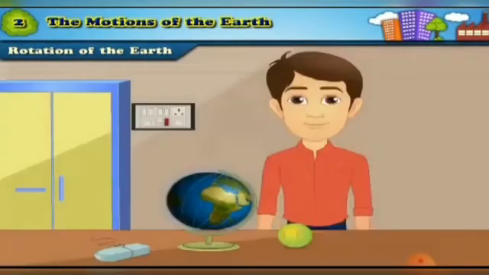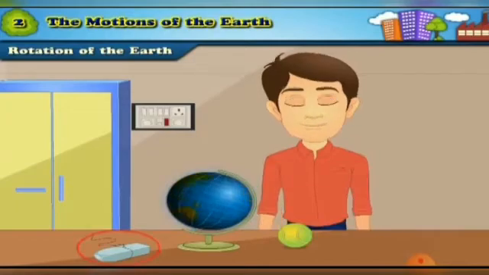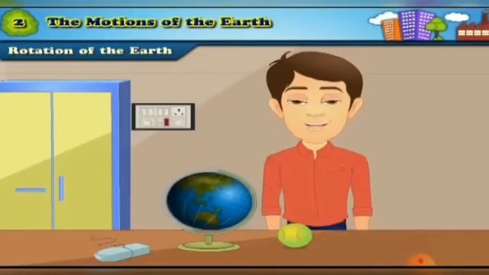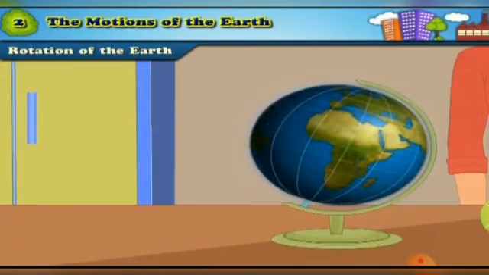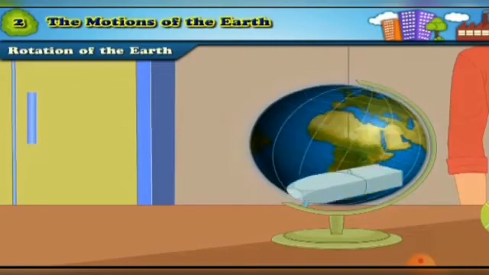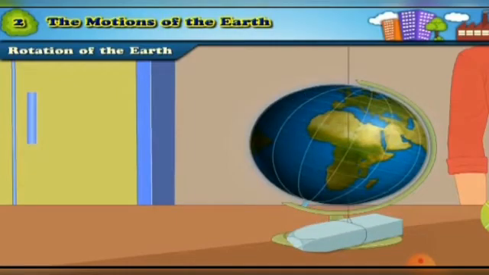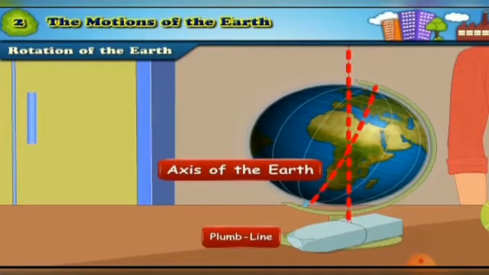The earth also rotates like the ball. Therefore, with this observation as our base, let us hold a plumb line near the globe to find the axis of the earth. Since the plumb is not available with us, we shall tie a thread around an eraser to prepare a plumb line. We realize that the plumb line and the axis of the earth, these two lines are at an angle with each other, that the axis of the earth is inclined.